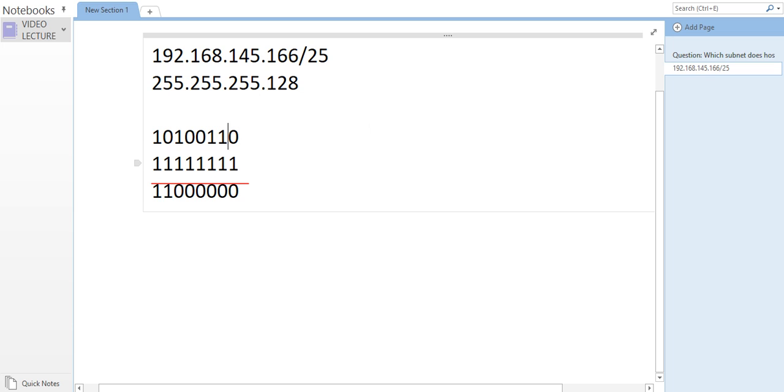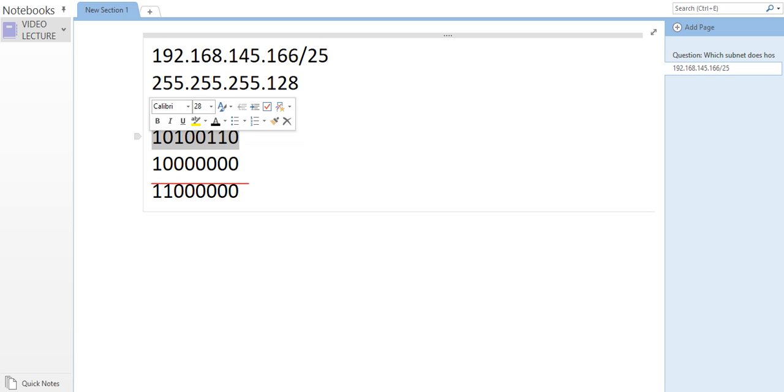Now, 128 into binary is 10000000, because this is 128, 64. So now I am going to AND this value. ANDing here means that 1 and 1 is 1. If you have 1 and 0, it is 0. If you have 0 and 1, it is 0. If you have 0 and 0, it is 0. That is what I mean here.